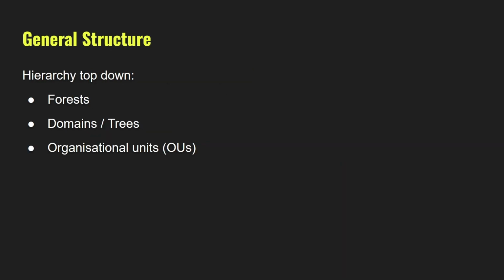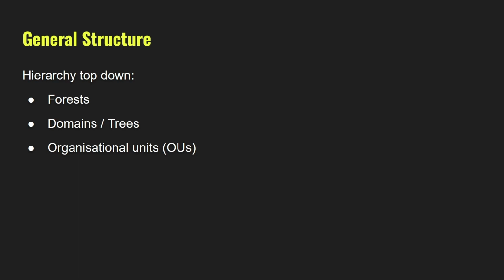So the general structure of a domain, really simple. We're going to go through this slowly, so it should hopefully be nice and easy to understand. You can take notes, and there's not too much to bog you down, too much useless information. The hierarchy top down: in a domain, we have three physical structures, if you will: forests, domains, and trees, and organizational units. We are going to discuss these in greater detail as we go through this.